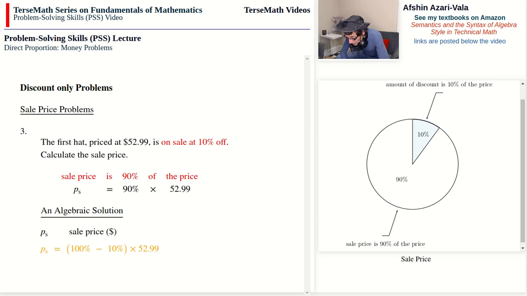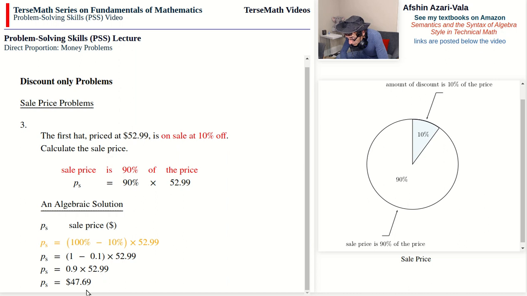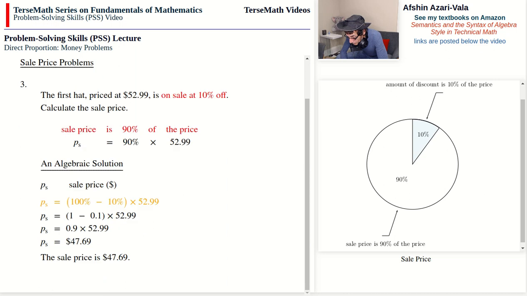Alright, so now if I rewrite this equation using decimals, I get PS is equal to 1 minus 0.1, so 1 is 100%, 0.1 is 10% of 52.99. And 1 minus 0.1 becomes 0.9. So now we are saying that sale price is 90% of the price. And that becomes $47.69. So the sale price is $47.69.